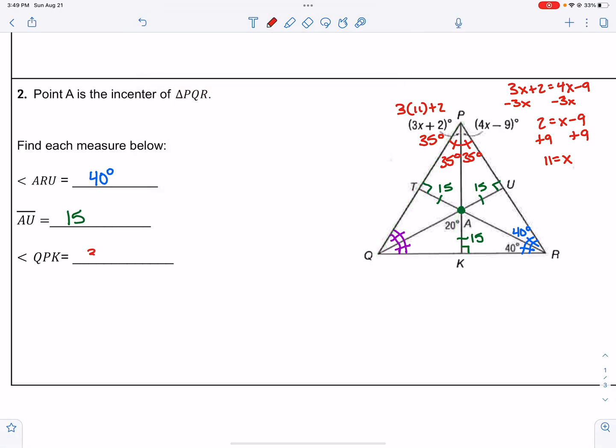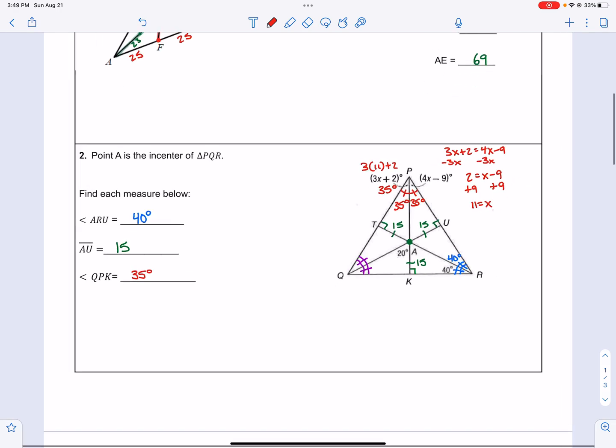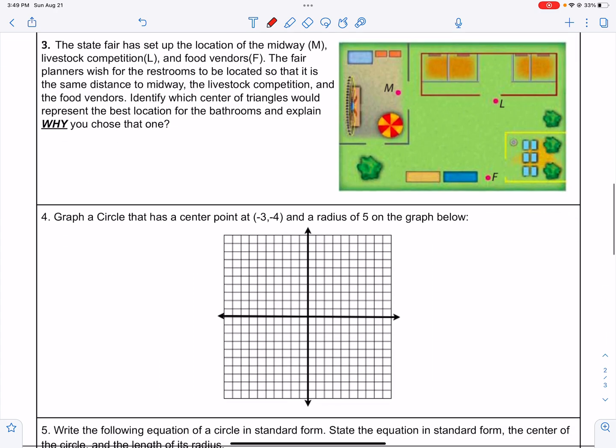So we did not do all that work for no reason. We got that angle was 35. All right, now that's it for number 2. Let's take a look at number 3.